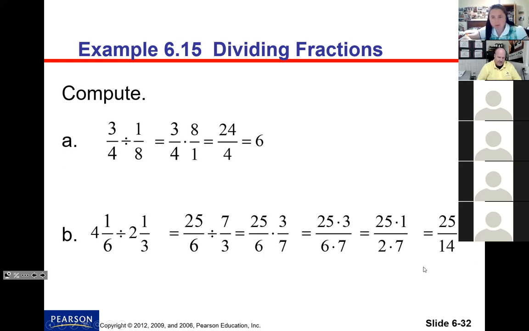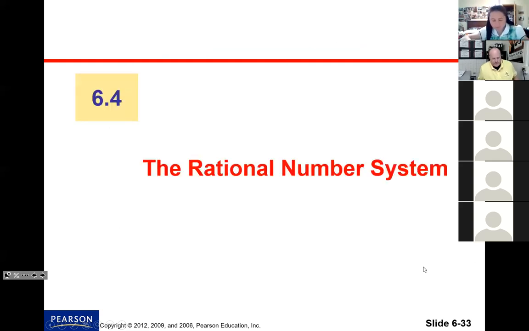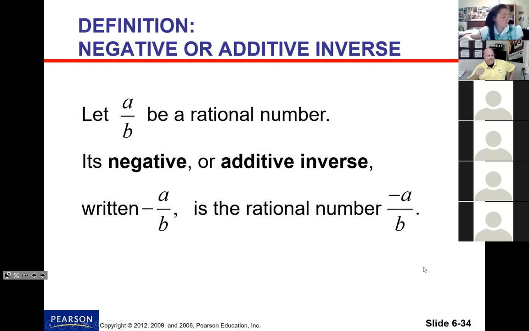Okay, now this next part. We're going to get into the whole rational number system. And these are those weird rules that we talked about before: closure, commutative, associative. We're going to cover those again, and they're not going away. So, rational number system.